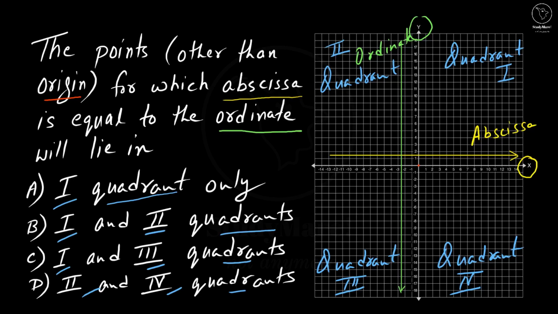The question says that the points for which abscissa is equal to the ordinate, in which quadrant it will lie. So let's see what are these points and how can we get it. First of all, starting with the first quadrant, again we have one exception here other than origin, because this origin already has a coordinate 0, 0 and it is the center, so we have to exclude this. Apart from that, we have to find out the quadrants where we will have the abscissa and ordinate as equal.